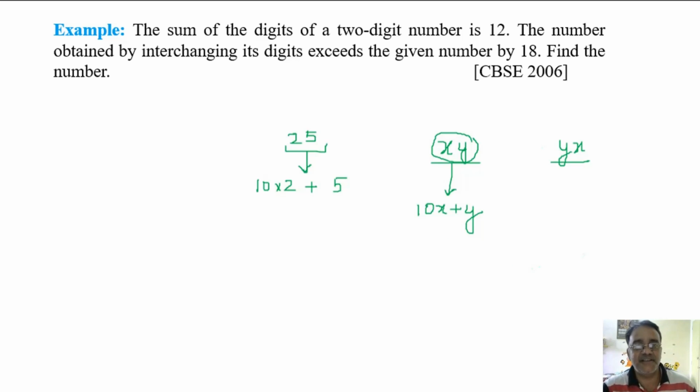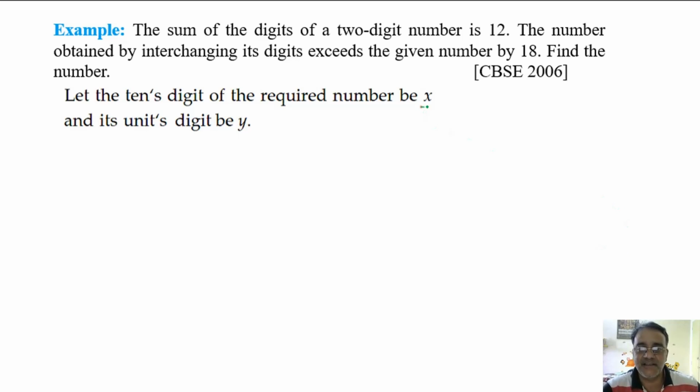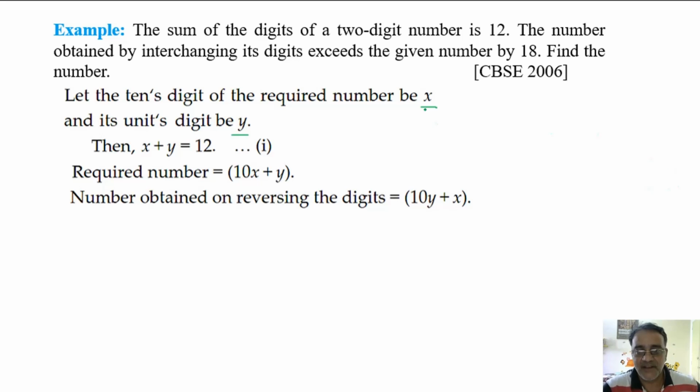So first condition is given that the sum of the digits of 2-digit number is 12. So we'll start with, let tens place digit be x and unit place digit be y. So then x plus y is equals to 12 according to the first condition. And the original number is 10x plus y, and the number obtained by interchanging its digit is 10y plus x. Whether these two are clear? Yes, sir.